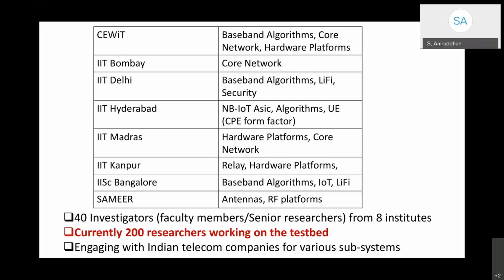Each of them has concentrated on different aspects of the testbed. For example, IIT Madras has concentrated on the hardware platforms and the core network. If you look at IISc Bangalore, they have concentrated on IoT, baseband algorithms, Li-Fi, and so on. Currently, there are about 40 investigators, faculty members, and senior researchers, and over 200 researchers, project associates, and project staff working on the testbed.